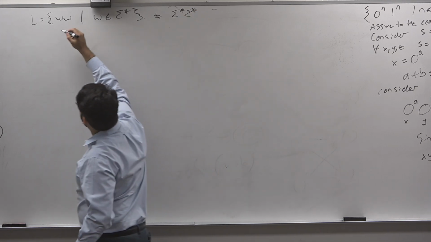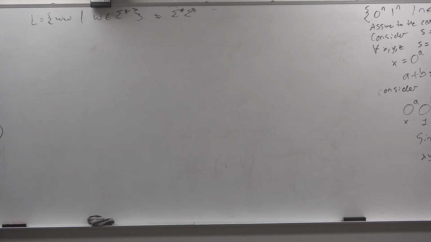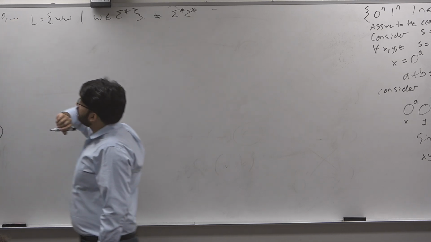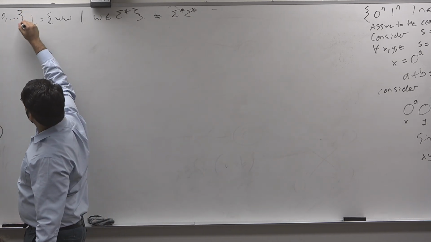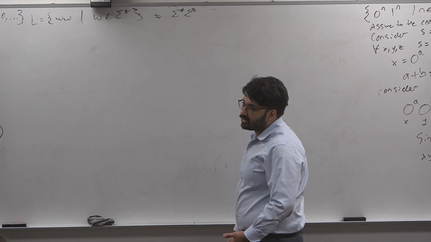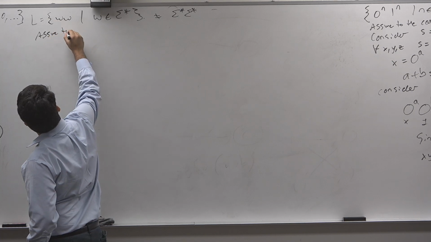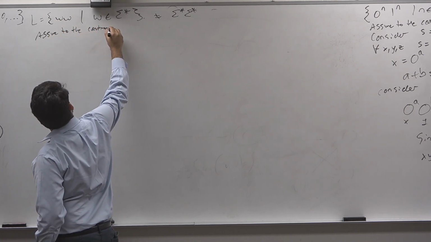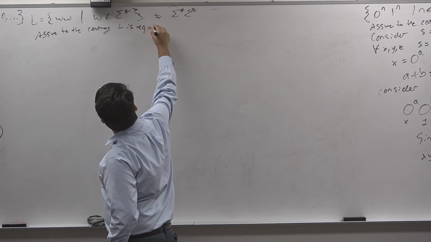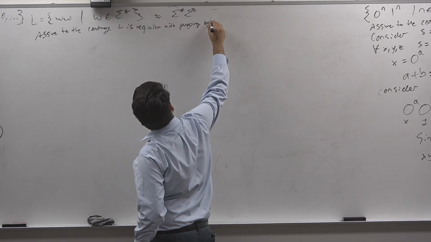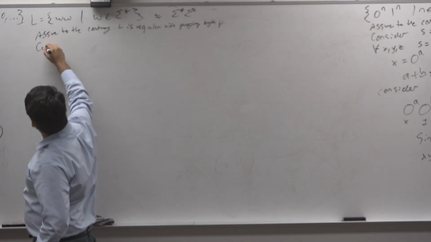So this contains like the empty string, 00, 11, 0101, 0000, 1010, 1, 1, 0, and so on, right? So it contains things like that. But the proof that it's not regular, in fact, is almost the same, except for the reversal. So let's just continue with it. Assume to the contrary L is regular with pumping length p.